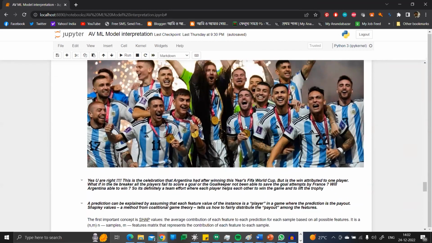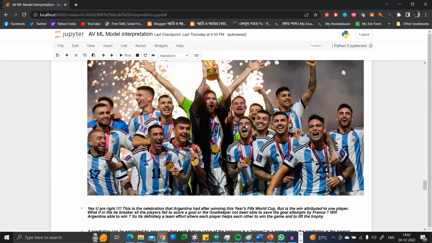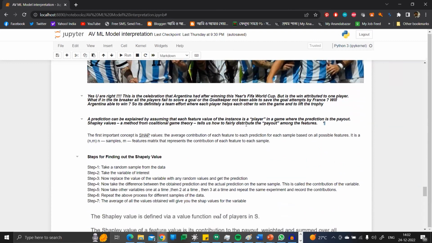The same thing happens for a machine learning model. Think about the trophy as the accuracy, the performance, of the machine learning model. The players are your features, and the game is the model. Just like in a real life game, all the players are helping each other to come up with the win. In the same way, all the features are contributing to come up with the win. This philosophy is the philosophy of Shapley values. That is most important.